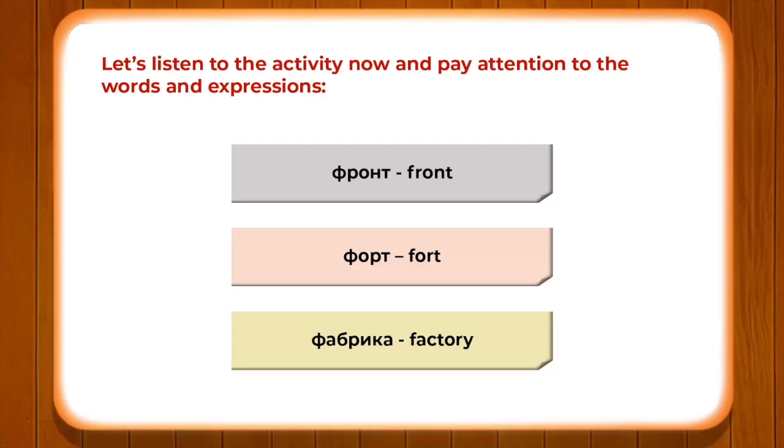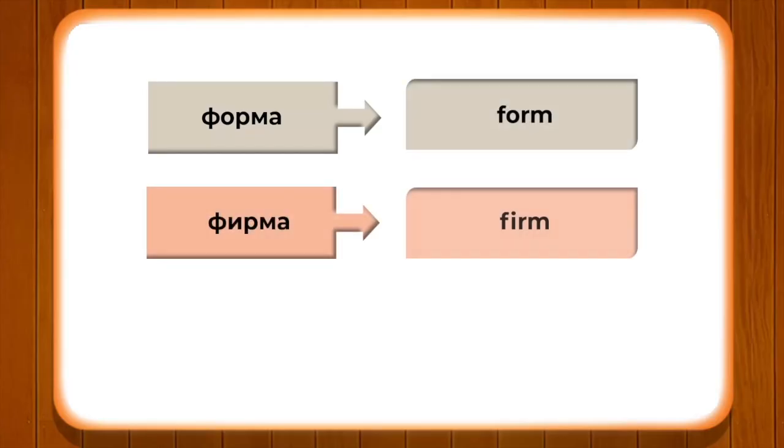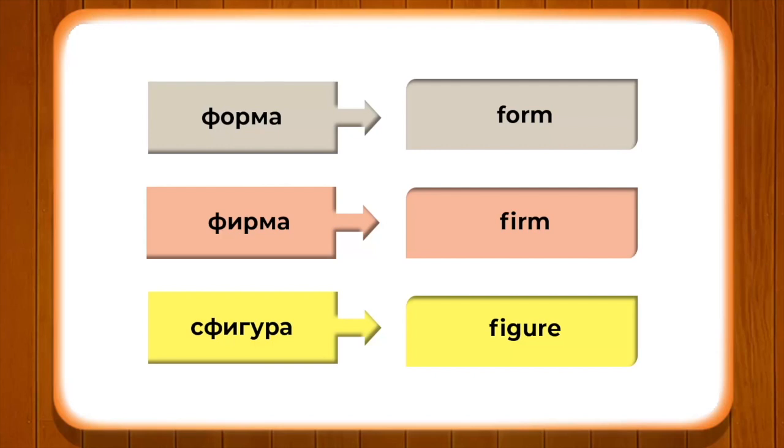Alright, now let us go ahead and discuss a few more such words which have these letters as well as vowels and consonants combinations. We are going to pronounce first, the first word is forma, forma, which means form. Then we have firma, firma, which means firm. Then we have figura, figura, which means figure, and in this specific case you can see the udarenie is on U, figura, that is why the sound of U is higher.